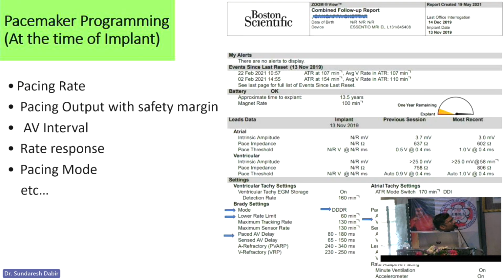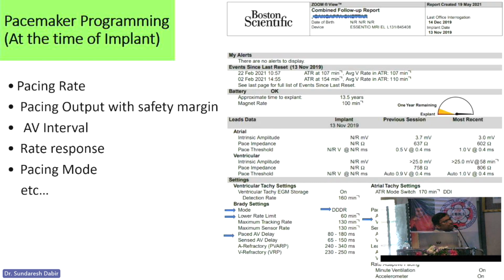And again, what are the simple parameters which we need to look at? Pacing rate. Maybe our physician may ask to keep this patient at 80 as the base rate during the implant. At the time of implant, you may request us, so we can keep that. Then pacing output with safety margin.